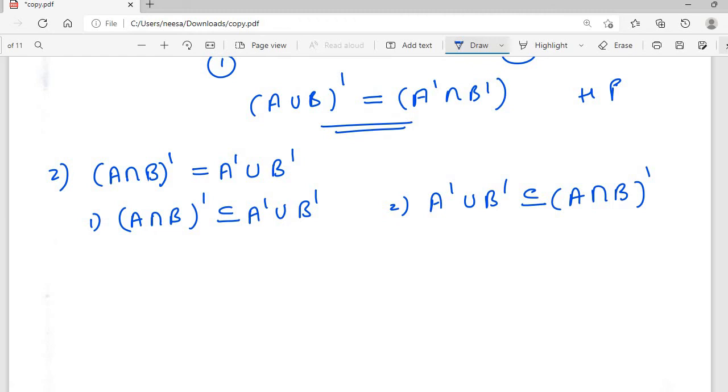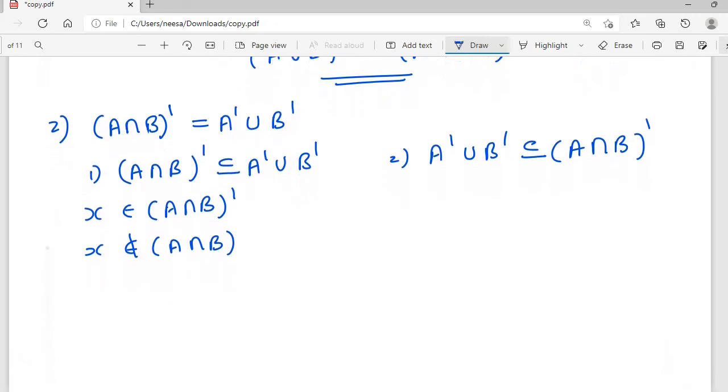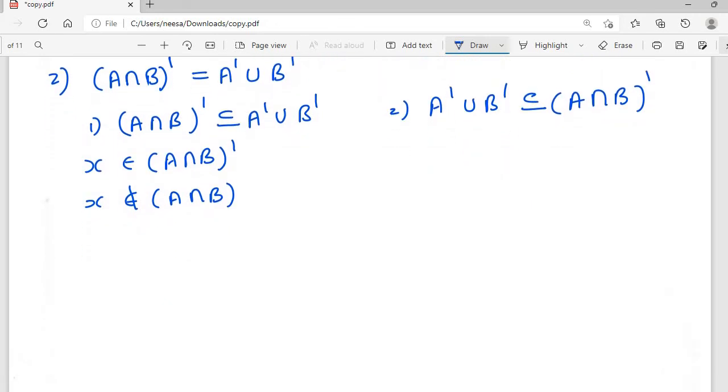I'll start with the first one. So I'll assume that X is an element which is belonging to (A intersection B) whole complement. So if there is an element X which is belonging to some complement, which means X cannot belong to the A intersection B by the definition of the complement. So X cannot belong to A intersection B.